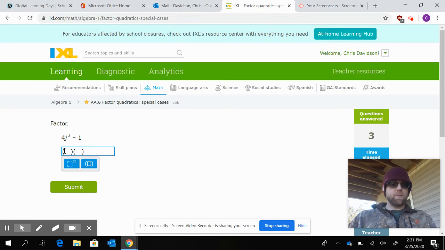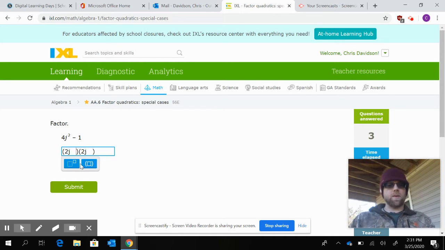And so then, what's the perfect square of 4? It's going to be 2. And how can I split up J evenly? Just put a J in the first one and put a J in the second one. All right, and so then what's the perfect square of 1? It's going to be 1 and 1.